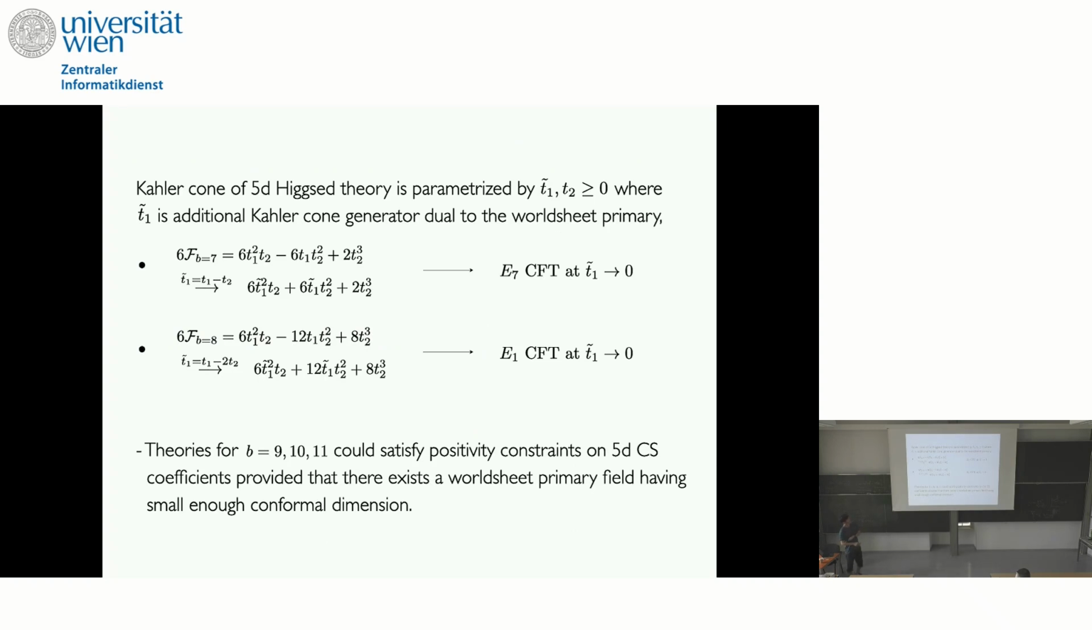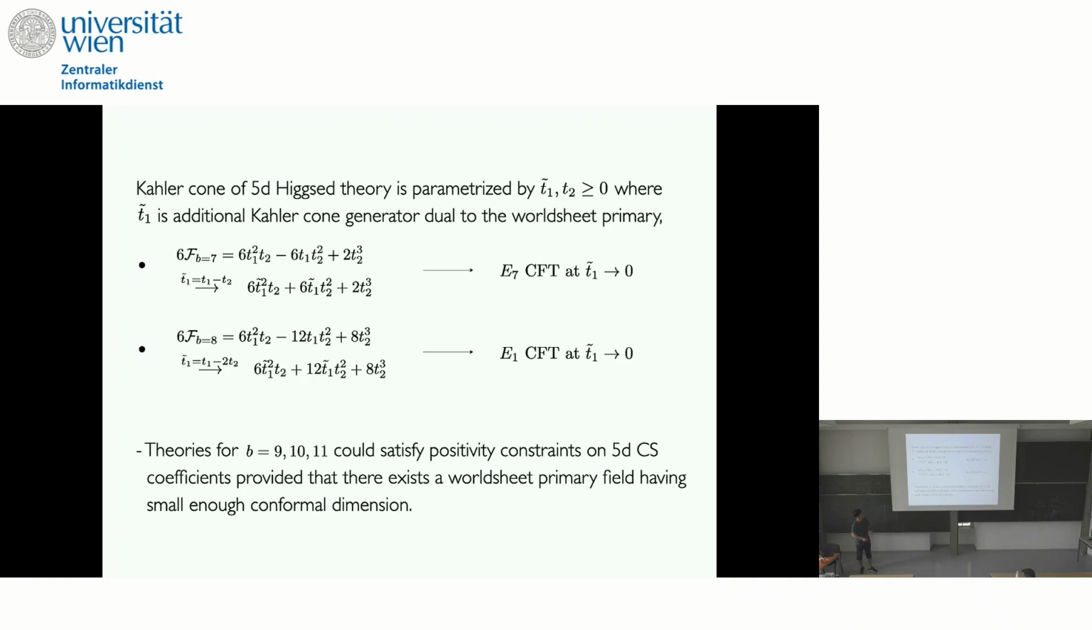And if you write the prepotential in terms of this extra Kahler generator after circle compactification and fixing, then you can rewrite the prepotential when B equals 7 in this way and B equals 8 in this way. And as you see, all the Chern-Simons coefficients now become positive. Okay? And they satisfy the delta 1 equals 0 condition. So we have the CFT boundary on the Coulomb branch. And by using the same algorithm I have shown, you can identify the CFT at the boundary where T1 tilde vanishes as the E7 CFT. And in this case, we have E1 CFTs.